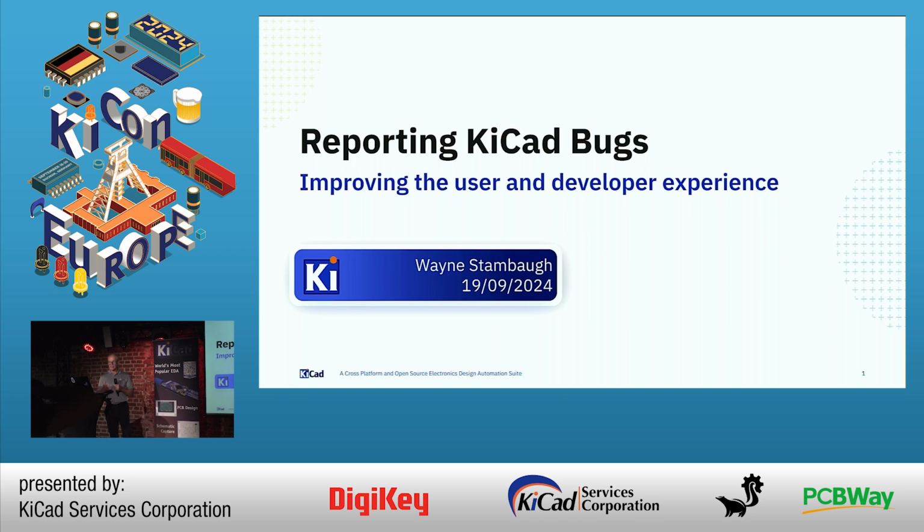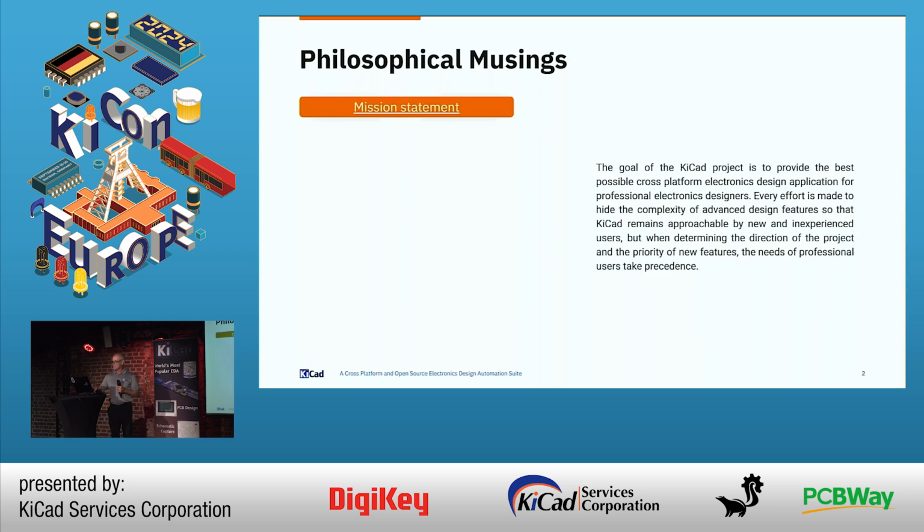Bug tracking is important because it improves the life of you as the user and the life of the development team. We try to maximize our cooperation with each other. Good bug reporting is important, so I'm going to do my best to cover the most common use cases. But before we get too far, I'd like to talk a little bit about the philosophy of KiCad, because I think that's important when it comes to bug reporting.